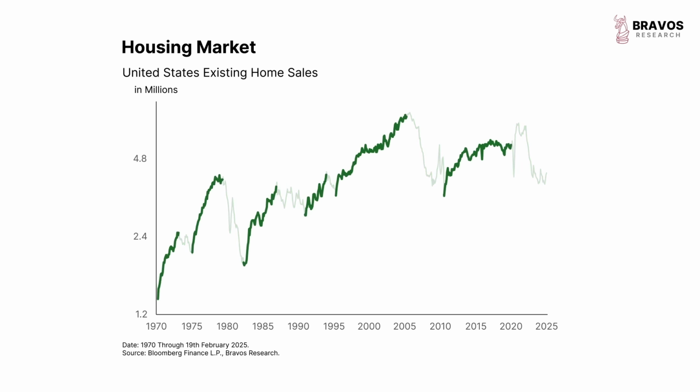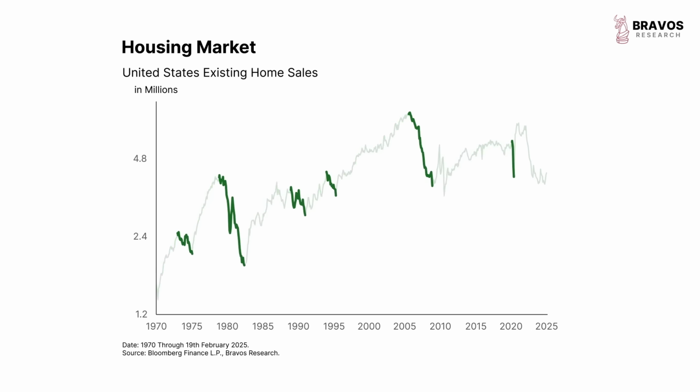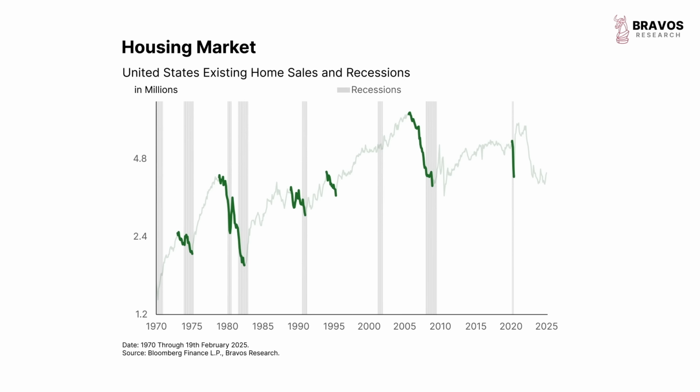The vast majority of the time, the number of houses being sold is going up. But sometimes housing activity drops. And the vast majority of the times where that has happened in history, we've seen an economic recession follow shortly afterwards. So declining activity in the housing market predicts economic recession.